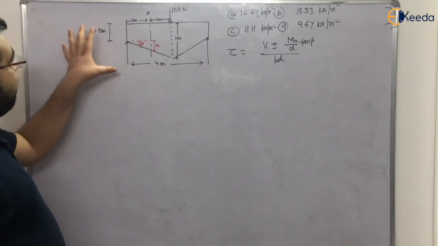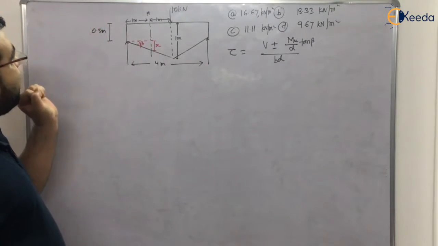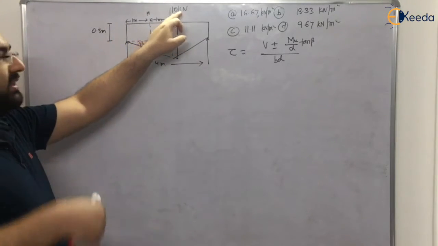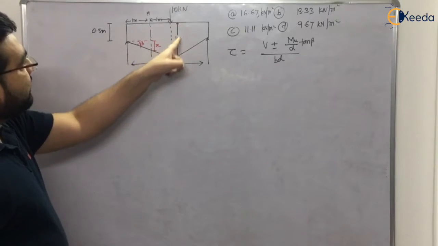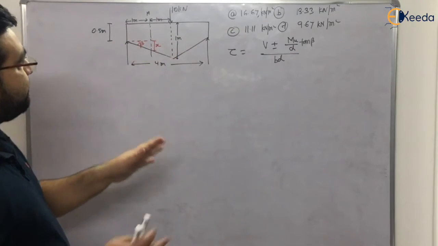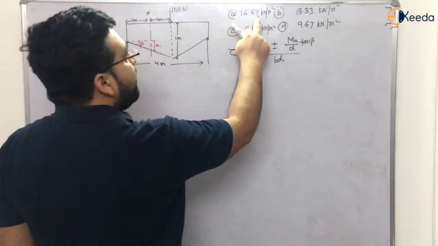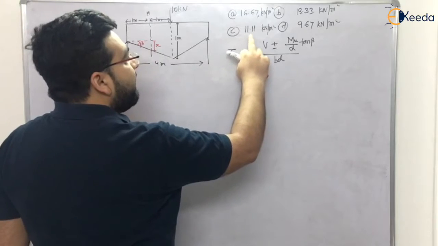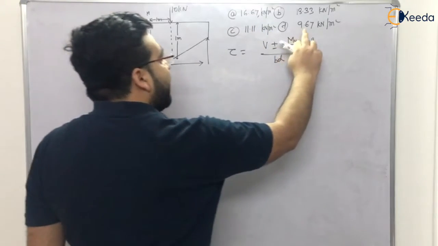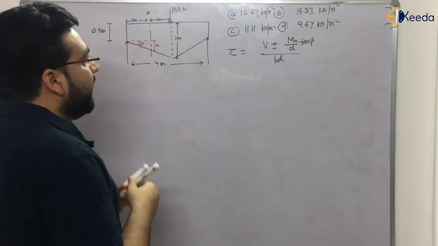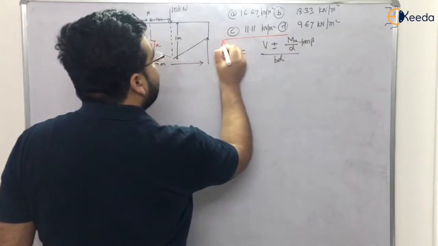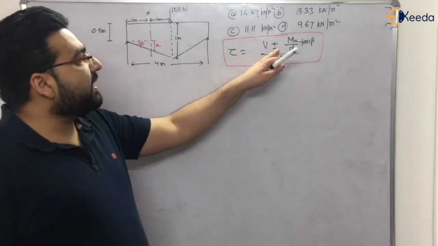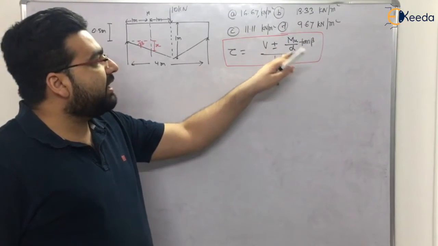In the question the beam is given. This is 0.5, 1 meter, 1 meter, and 10 kN is the load. A point load is being applied on the beam. This is 1 meter, this is 4 meter, the span of the beam. Options are 16.67 kN per meter square, 13.33 kN per meter square, 11.11 kN per meter square, and 9.67 kN per meter square. The formula for nominal shear for a varying beam section given by IS 456 is V plus minus Mu upon D into tan beta, divided by B into D.